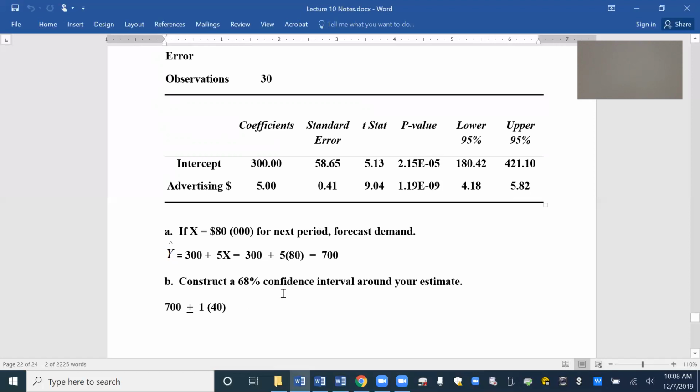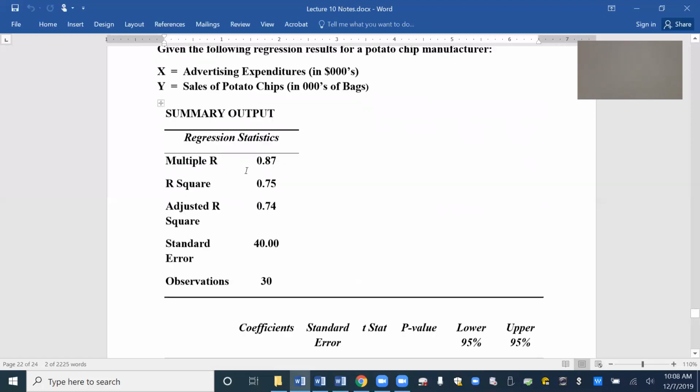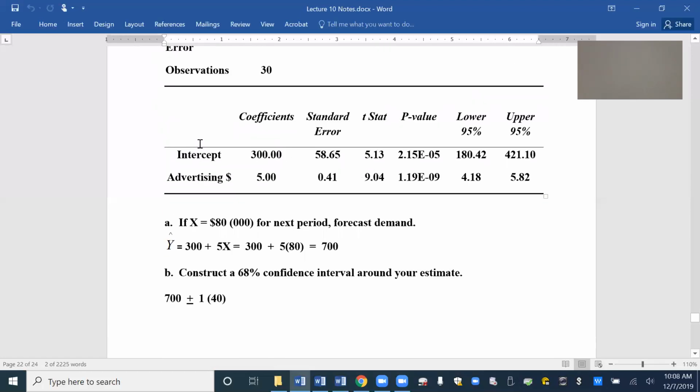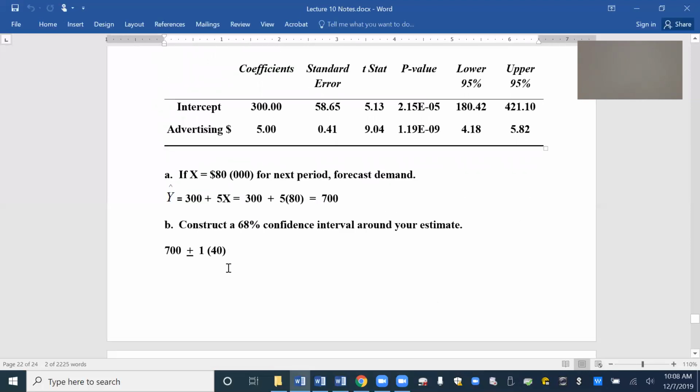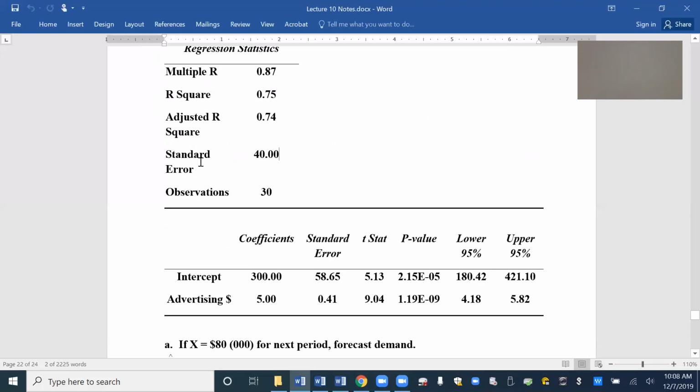Construct a 68% confidence interval. 700 plus. Did we sample over 30? Didn't say. Oh, here it's 30. Yeah, we have 30 or more. We're good. It's a regular old Z curve. So 68 plus or minus one step of width, bingo, 40.